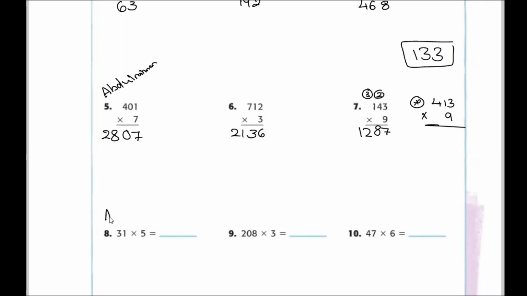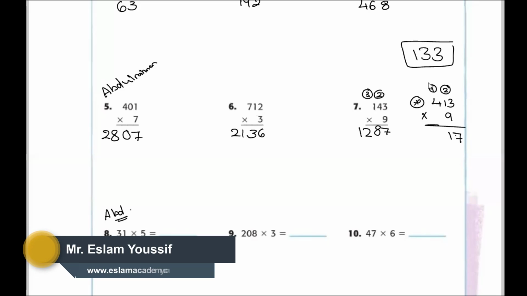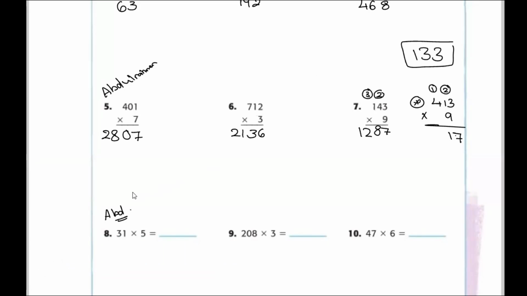Yusuf Adil, then the next one will be Abdurrahman. 413 times 9. 3 times 9 is 27. Put 7, carry up 2. 1 times 9, 9 plus 2, 11. 1 and carry up 1. 4 multiplied by 9 equals 36, I mean, because Arabic is this.